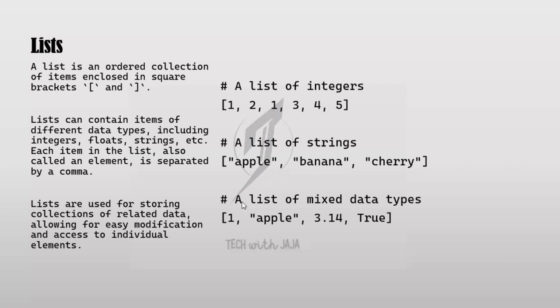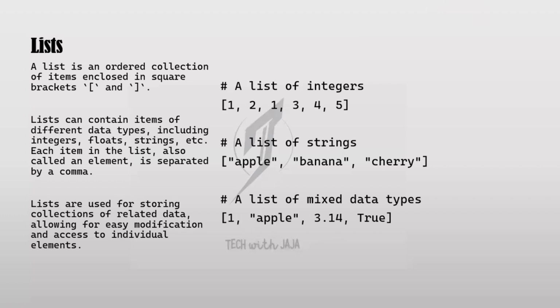There's also a list of mixed type of data, which is 1, apple, 3.14, and true. So this is actually an integer, this is a string, this is a float, and this is a Boolean type of data. So a list can actually store any kind of data in it, and that'll be fine. In the first instance, we have 1, 2, 3, 4, 5, 6 elements. Here we have 1, 2, 3 elements. We have 1, 2, 3, 4 elements in the string.